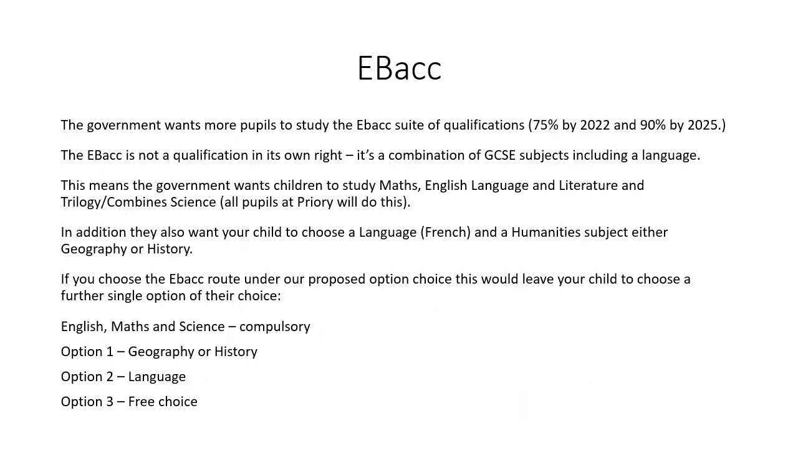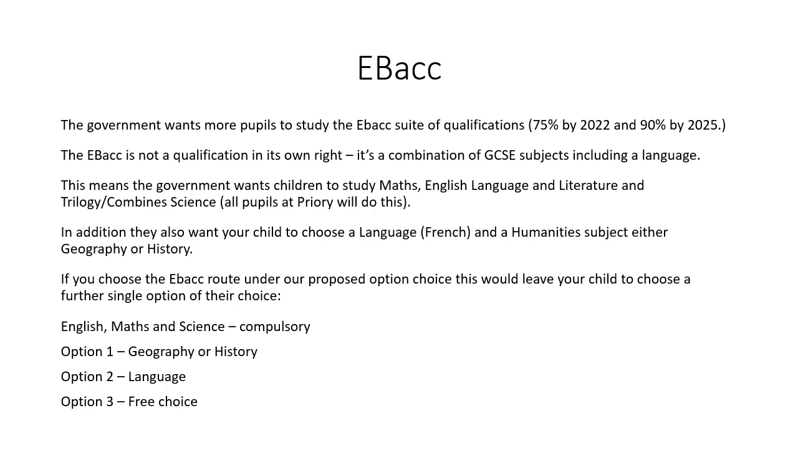The EBacc. During its last review of education, the government introduced the EBacc. It wants students in this country to study the EBacc suite of qualifications. But what is the EBacc? The EBacc is not actually a qualification in its own right. It's simply a combination of GCSE subjects that include a language and a humanities. This basically means the government wants every child to study Maths, English Language, English Literature, Science, in addition a modern foreign language, which at our school is French, and then a humanities subject, which at our school is either geography or history.